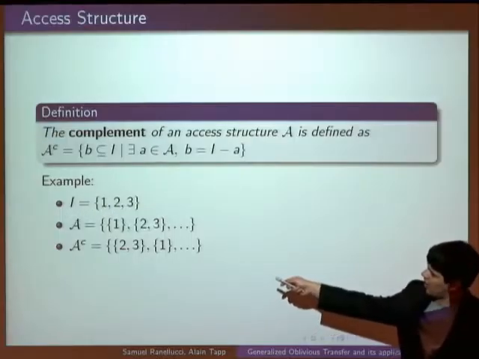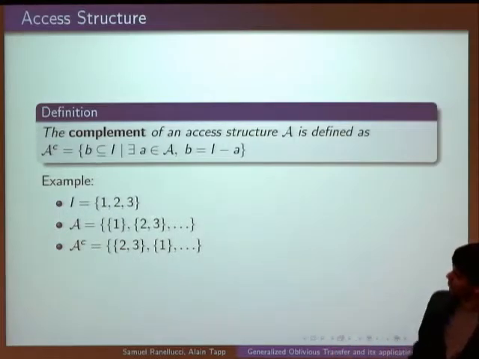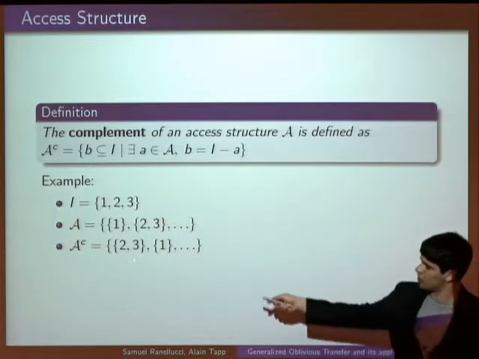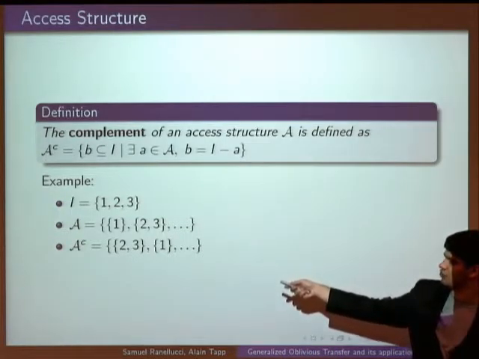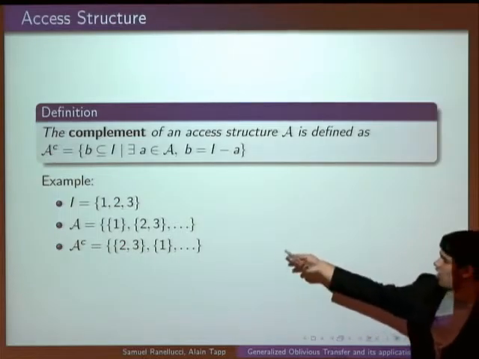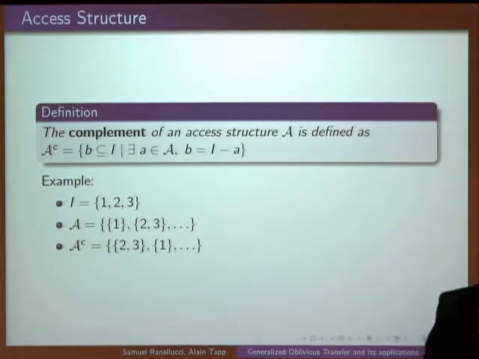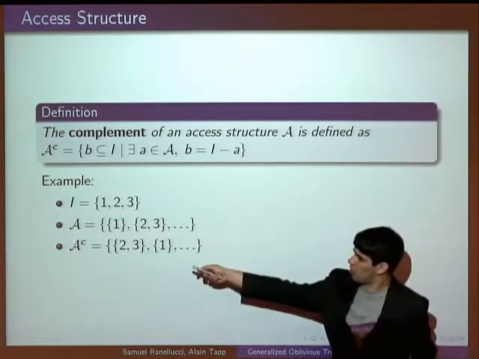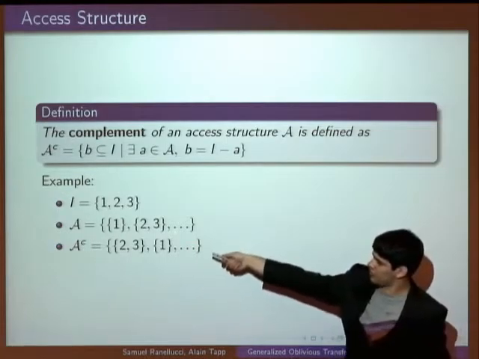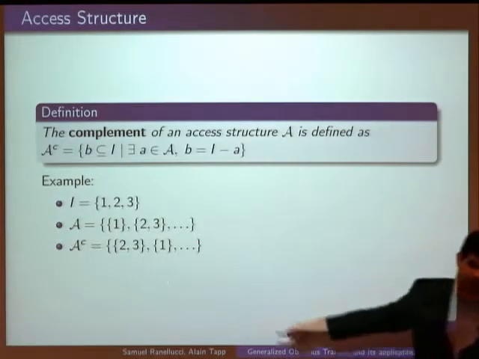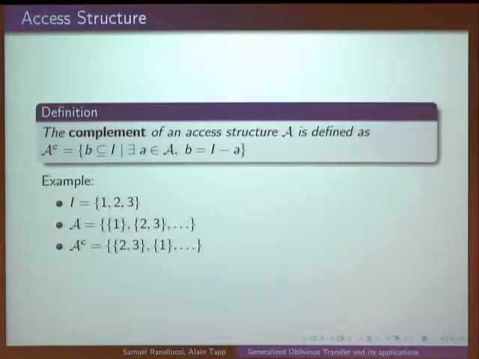Maybe that requires further explanation. So first we have a set I, which is {1, 2, 3}. And then we have an access structure, which is the set containing only the element 1 and the set containing the elements 2, 3, as well as all that is implied by these two sets. The complement of the set {1} is the set {2, 3}. So that is in the complement access structure. And the complement of {2, 3} is {1}. So that is in the access structure.